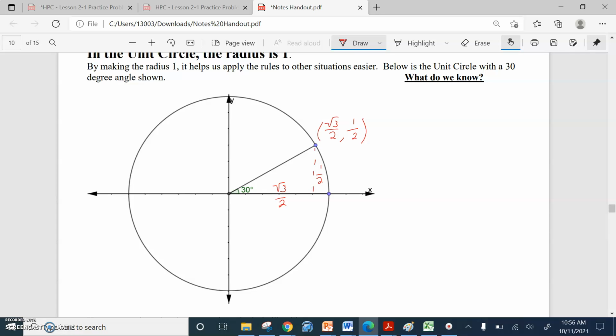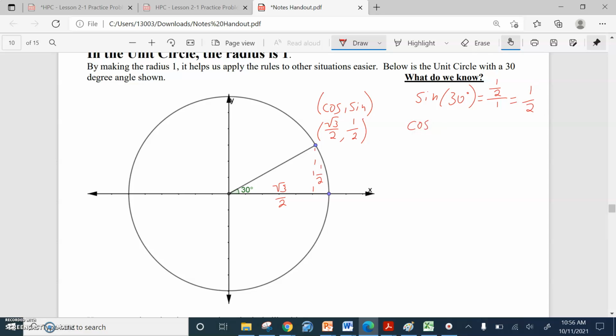And going back to that 45, 45, 90 triangle we worked with previously, we know that the x is the cosine, y is the sine. And again, let's look at that. Why is that? Well, if we look at sine of 30 degrees, in this particular case, sine of 30 degrees in the unit circle is 1/2 over 1. Or just 1/2.